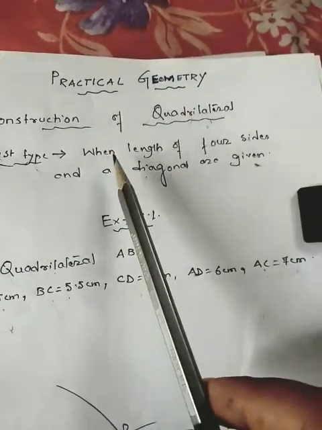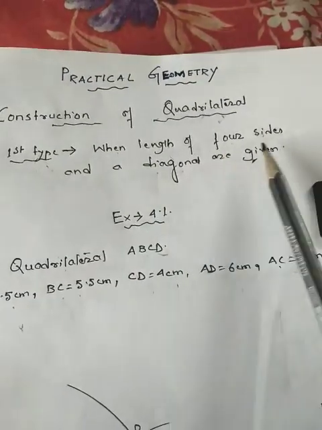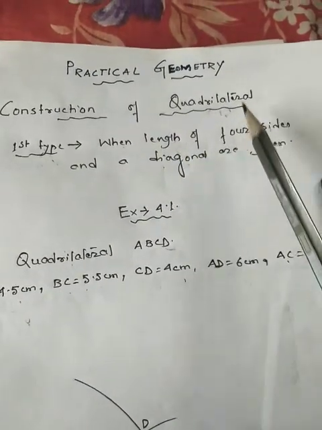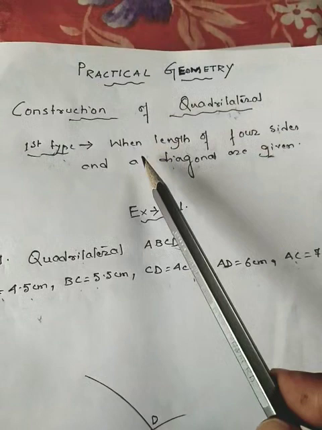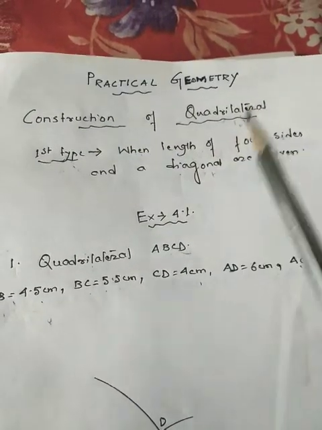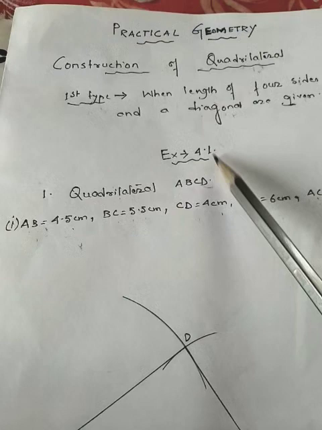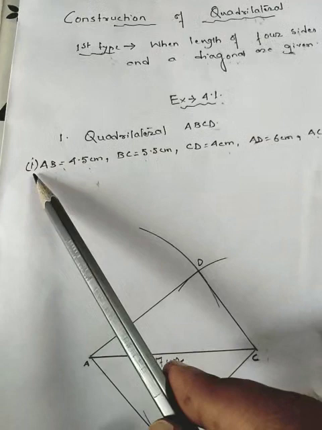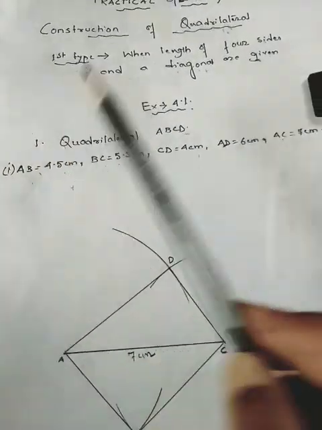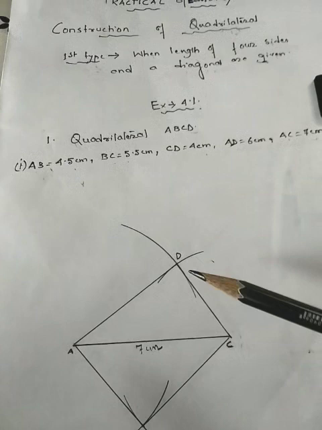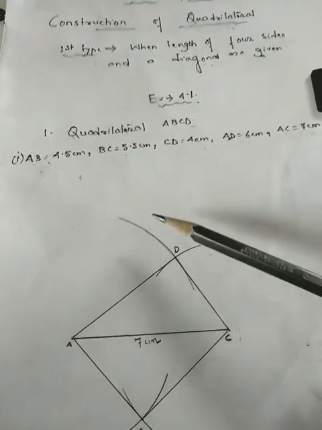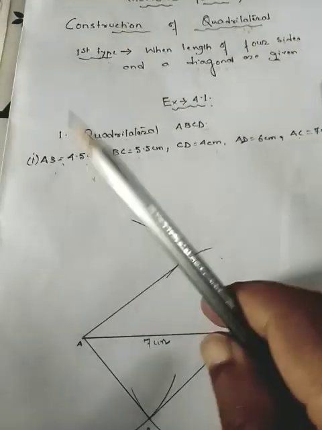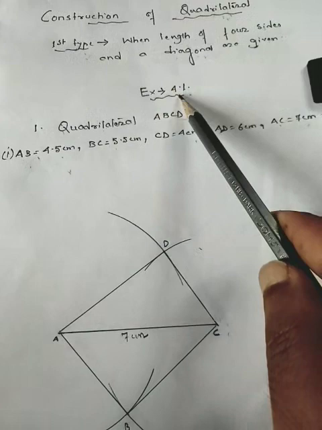In the first type, the lengths of the four sides and a diagonal are given. As we are supposed to draw quadrilaterals, the lengths of all four sides of the quadrilateral would be given, and the measurement of one diagonal will also be given. In exercise 4.1 all the sums would be related to the first type only. I've tried to explain sum number 1 of question number 1. Watch this video very properly, construct this sum, and then try sum number 2 also. Today's assignment is sums number 1 and 2 of question number 1 of exercise 4.1.